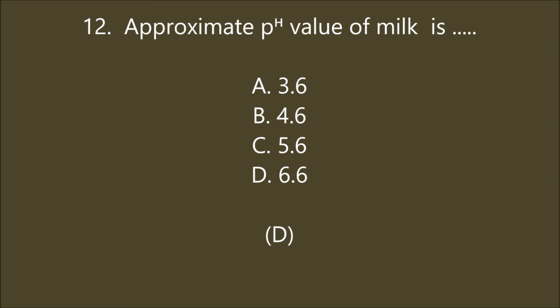Approximate pH value of milk is 3.6, 4.6, 5.6, 6.6. D is the right answer, that means 6.6. If a milkman adds a small amount of baking soda to milk, it increases thickness and makes it alkaline. So here D is the right answer.